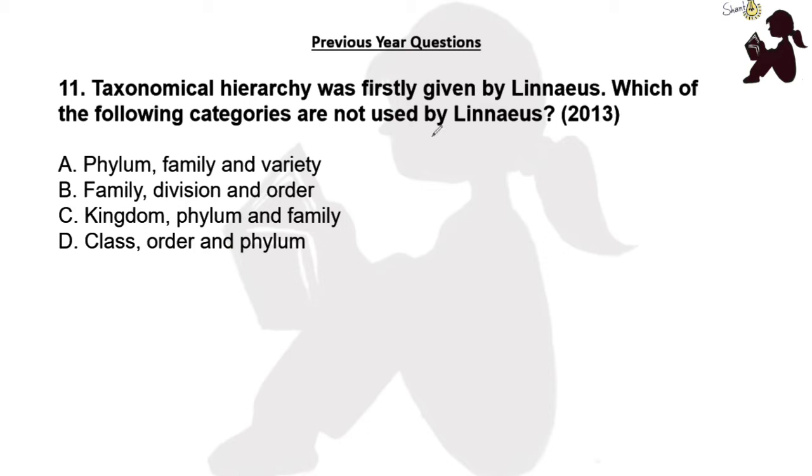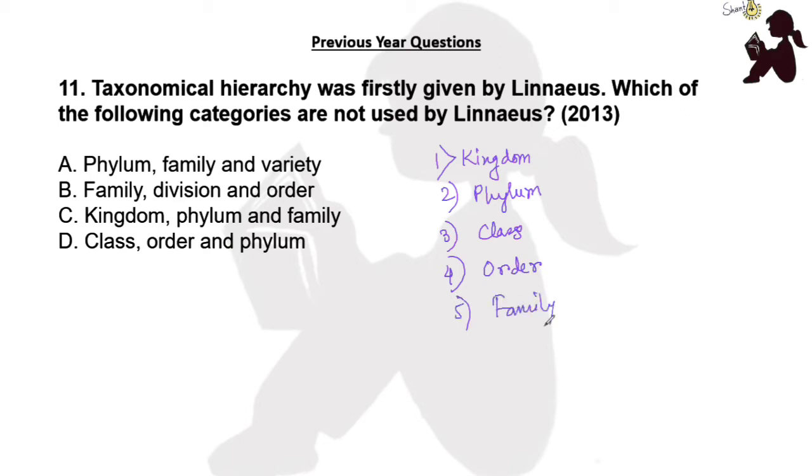Okay, so we know the 7 system classification of Linnaeus are the kingdom, then the phylum, then the class, then order, then family, then genus, and at last the species.